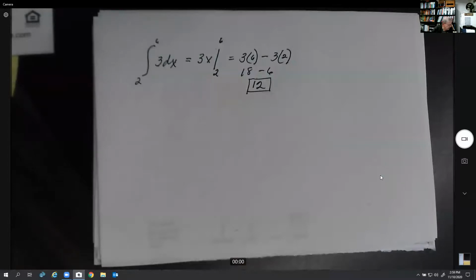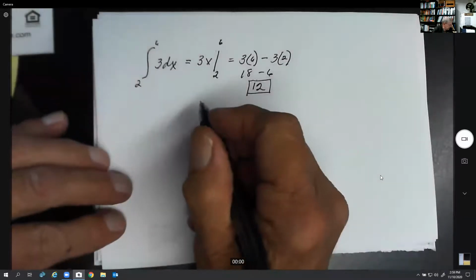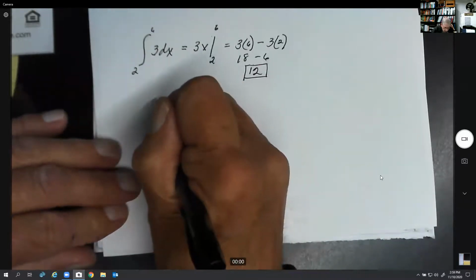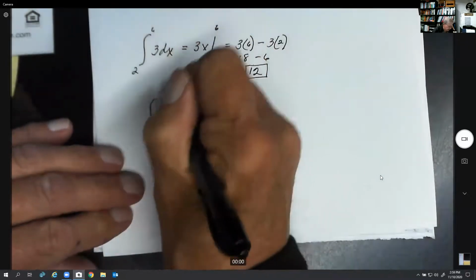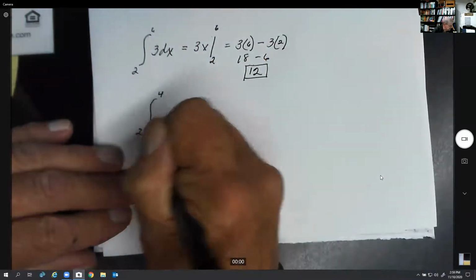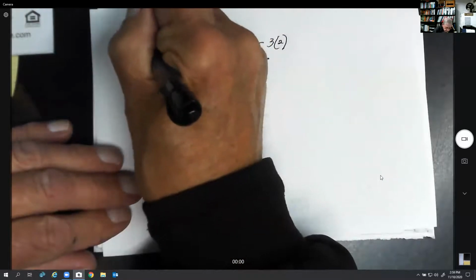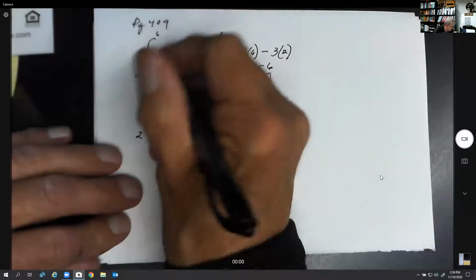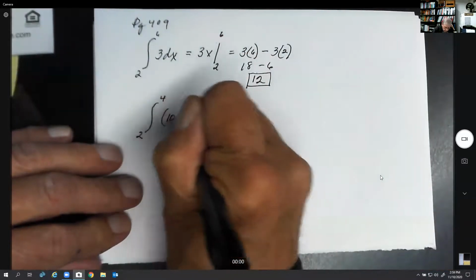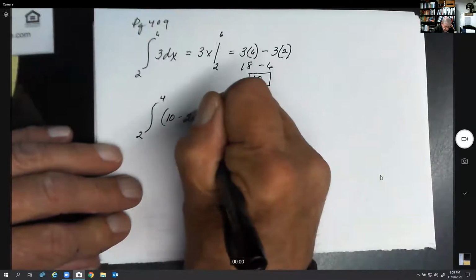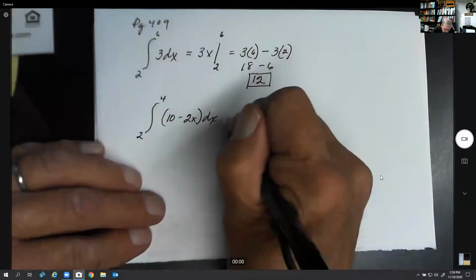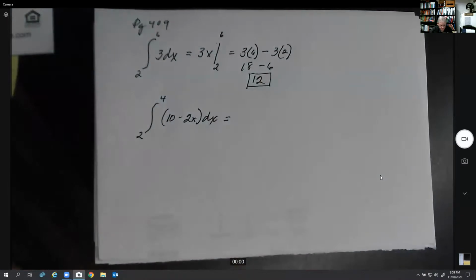Let me try one just a little bit harder, and then you get the idea. Let's try this one. This is probably the hardest one. This is number 39 if you have a book, but this is on page 409. Just like the others, we're going to clean up on these problems. Here we got a problem that's a little bit more interesting. 10 minus 2x dx. So let's find the integration of this.